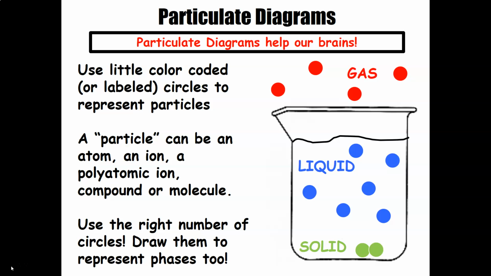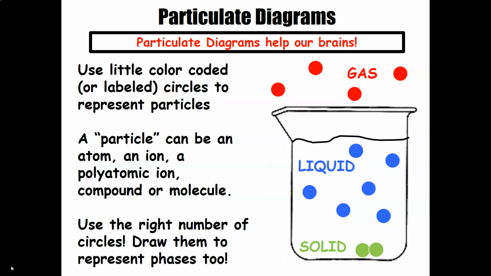So a particle can be an atom, like a chunk of iron metal, just Fe. It could be an ion, like a calcium ion, Ca2+. It could be a polyatomic ion, like a nitrate. Or it could be an actual compound or molecule, right? You could have something like O2, or sodium chloride, right? So you can draw things as little circles.